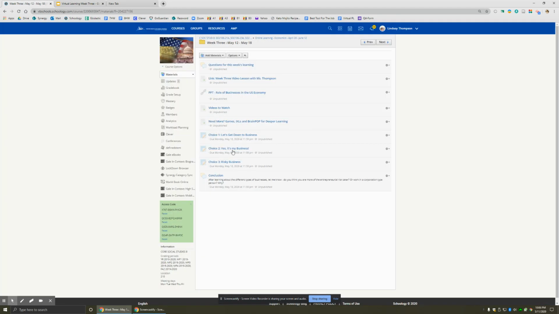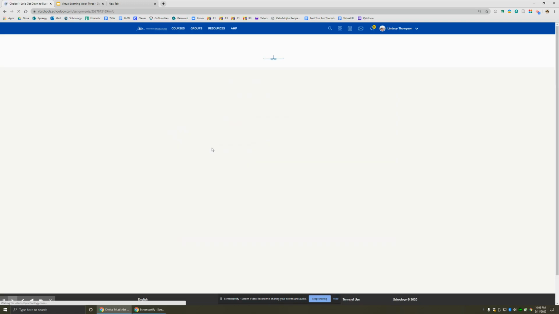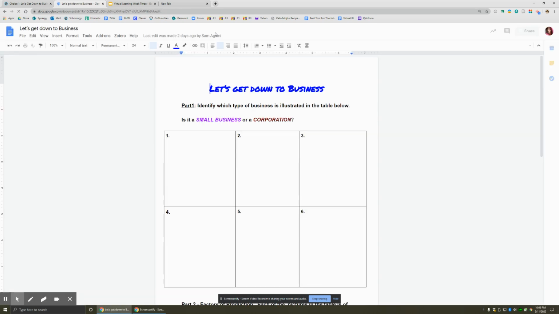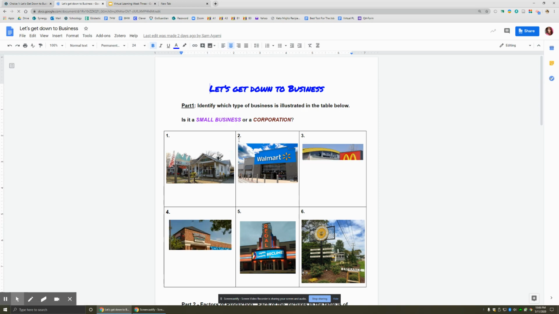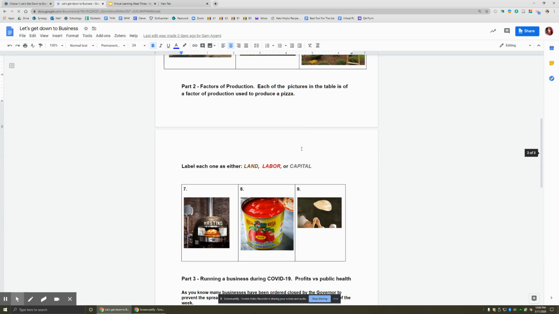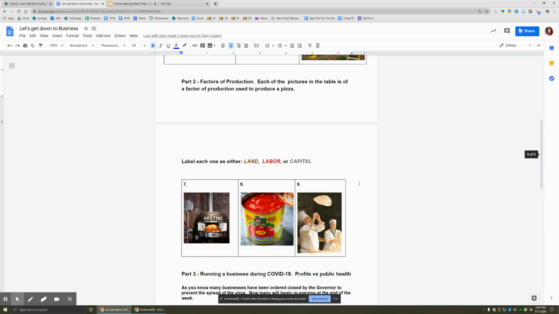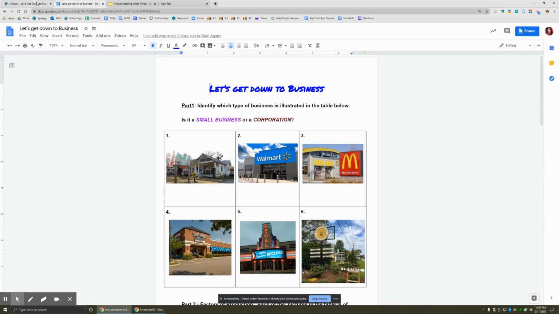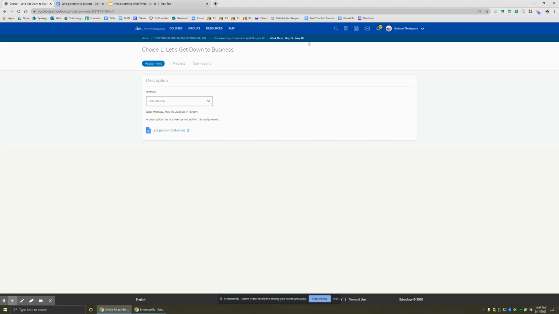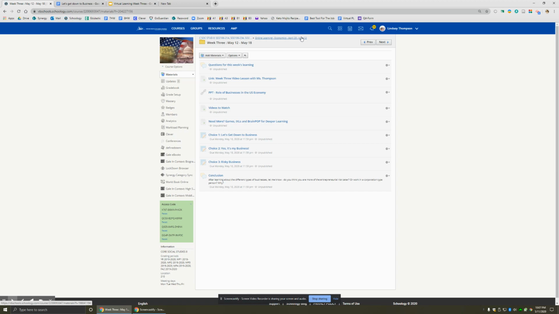So when you're all done, there are 3 different activities you can choose from. They all look very similar this week. The Let's Get Down to Business, the It's My Business, and Risky Business, they basically all ask you to identify if something's a small business or corporation, identify something as land, labor, or capital, and then look at the current event of something going on with COVID-19 and how small businesses versus corporations are being affected. When you are done, you are going to answer a simple discussion question of whether you think you are more of an entrepreneurial risk taker, or would you rather work in a corporation type setting.